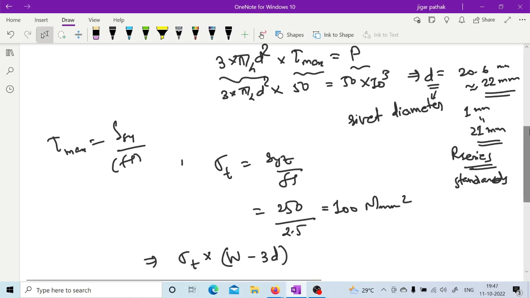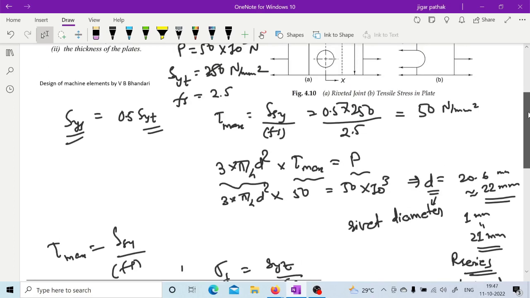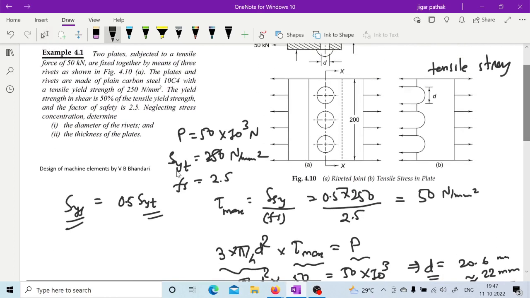Let me show you that particular figure. Here you can see this is the width, W. So the minimum area you need to consider when you are designing will be along this line, where you have W minus 3 times the diameter. This is the diameter of one rivet, and you have 3 rivets. So W minus 3D is the least dimension along the length on this plate.